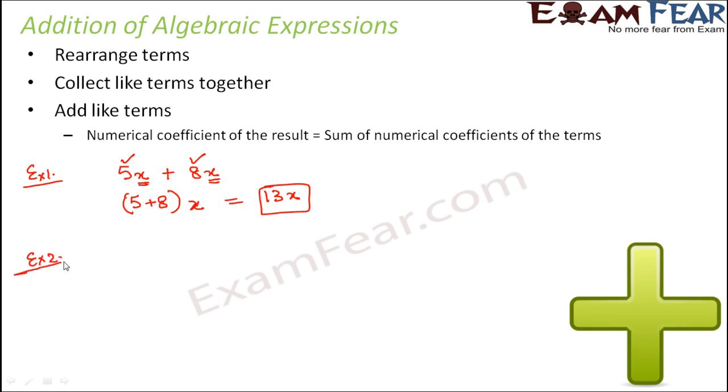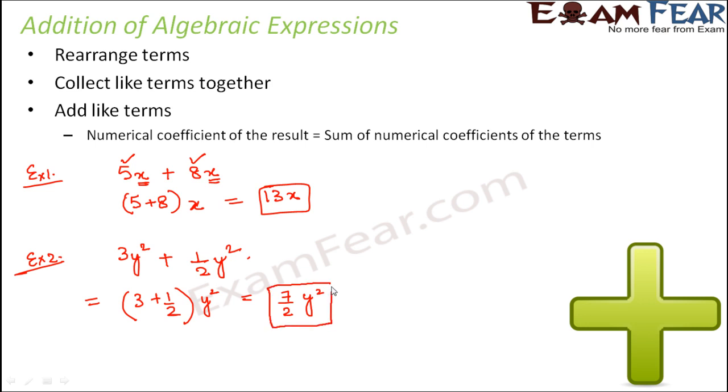Now let me take another example and we will add these following the same steps. Let's say you have to add 3y square with 1 by 2 y square. Are these two terms like terms? Yes, they are like because both of them have the same algebraic factor, that is y square. So again, we can follow the same technique. Add the numeric coefficients of the two terms. So 3 plus 1 by 2 is 7 by 2, and the result would be 7 by 2 y square.